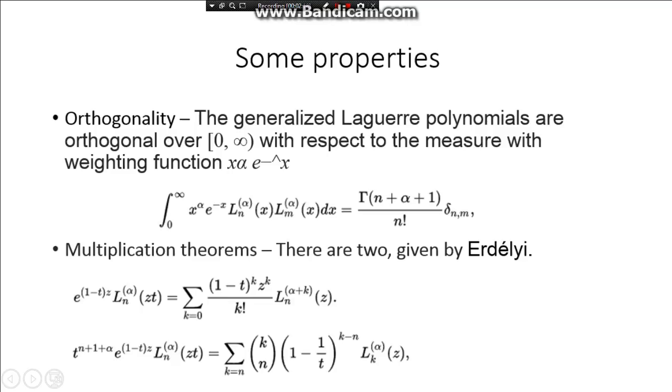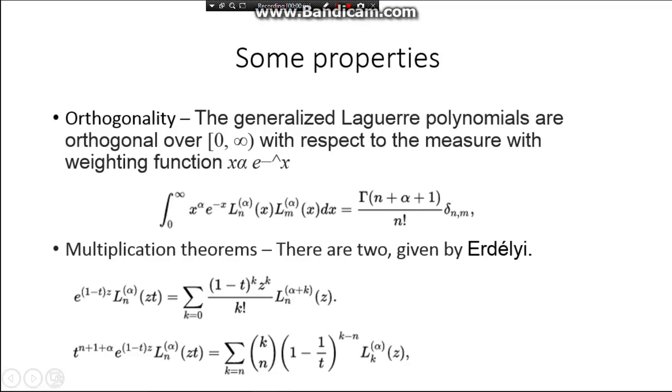Now let's look at some properties of Laguerre polynomials. The very first property we come across is orthogonality. Now we see that the generalized Laguerre polynomials are orthogonal from 0 to infinity with respect to the weighting function x raised to alpha into e raised to minus x, and that leads to the result given here, that is the integral.